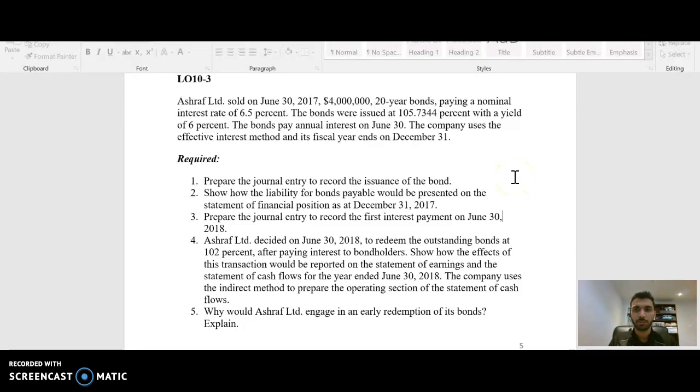Now, there's a number of reasons. I'd encourage you to look at the solution and see what else is in the textbook for examples of why bonds might be early redeemed. So that's that for that question. It covers all the significant aspects of non-current liabilities, particularly bonds.